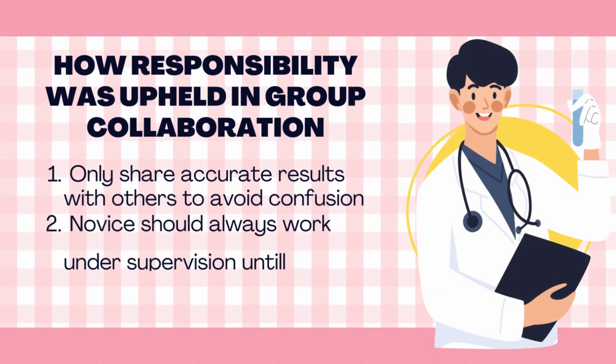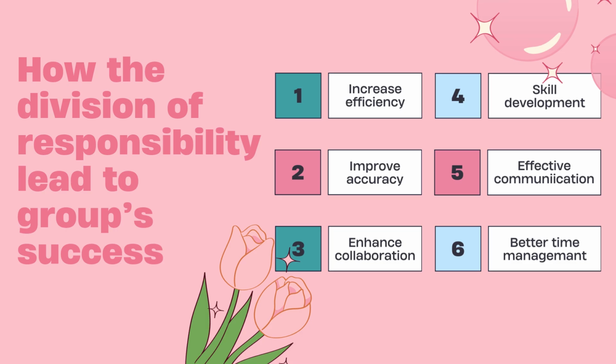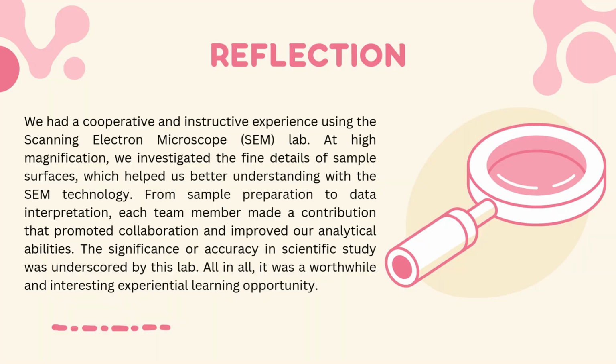Other than that, how was responsibility upheld in group collaboration? We need to share accurate results with others to avoid confusion between each other, and the novice should always work under supervision until proficient. Lastly, how the division of responsibility led to group success. First one is increased efficiency, the second one is improved accuracy.